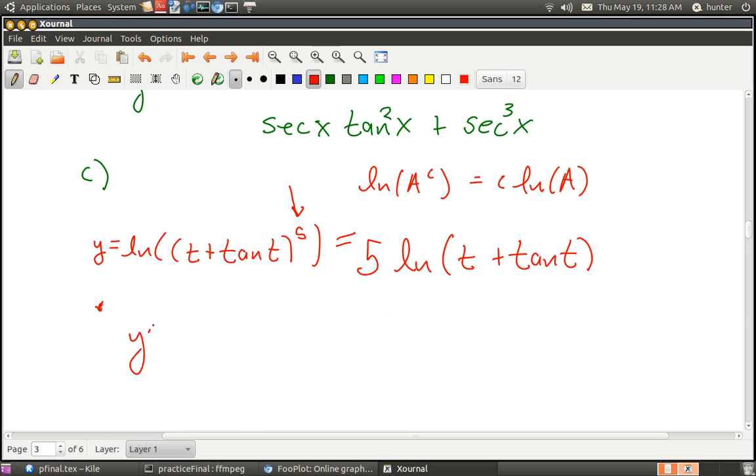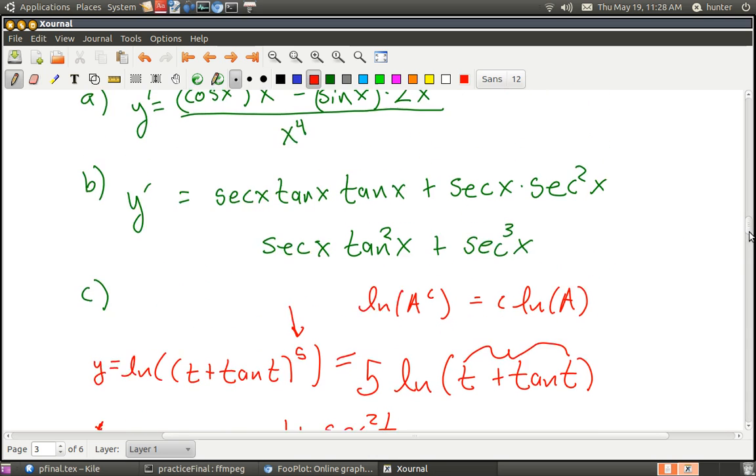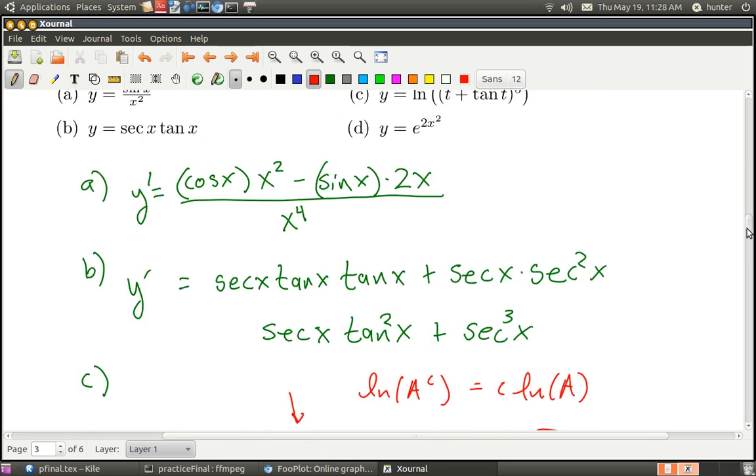Okay, alright. So now I have something fairly easy. When I take the derivative, that 5 is just going to stay there. I'm going to put the derivative of the stuff on top. The derivative of the inside part, right, is 1 plus secant squared t. And I just put the original on the bottom, t plus tan t, and that's it. It's done. Alright, there it is. Let it bask in the spotlight for a second.